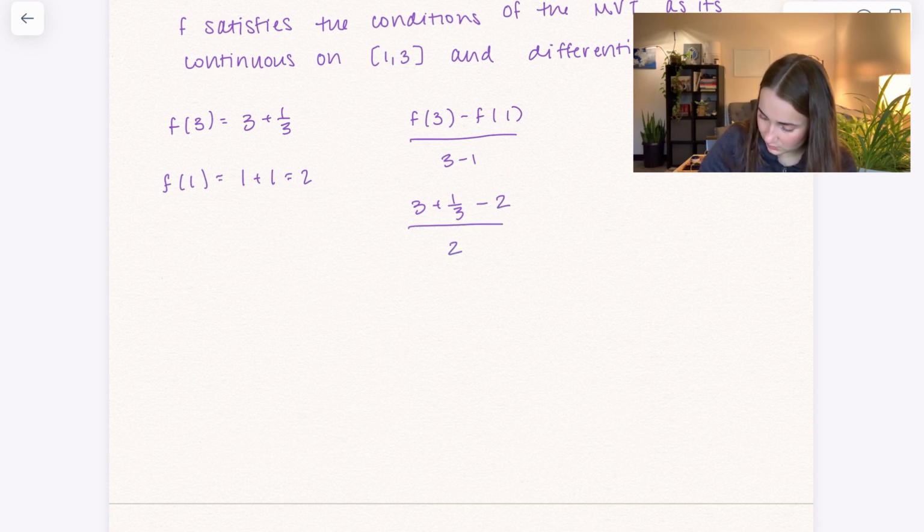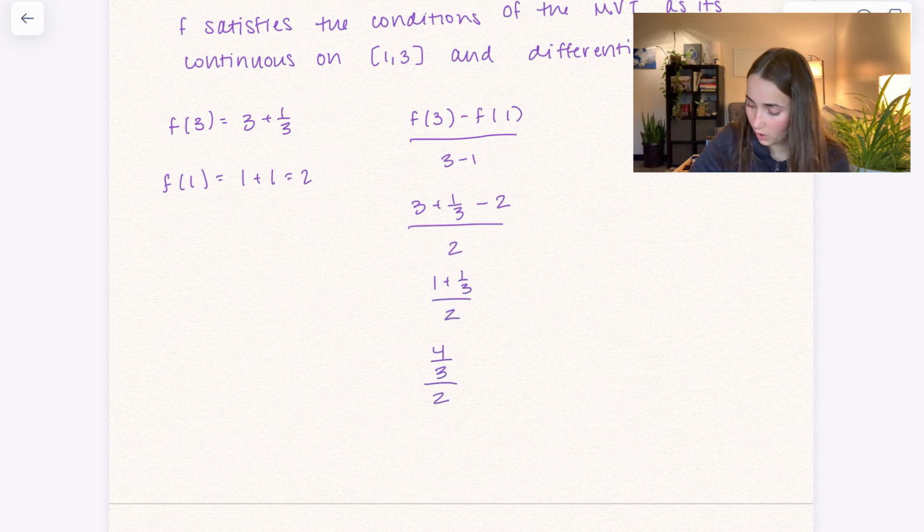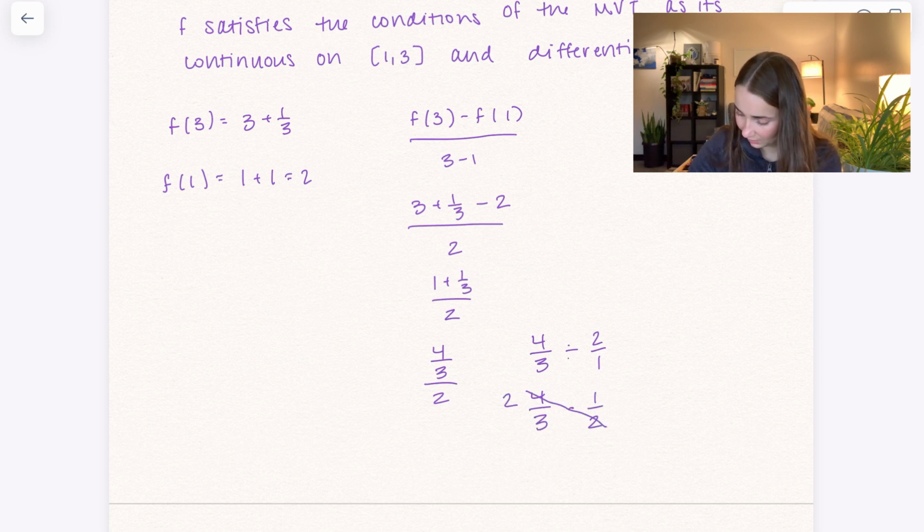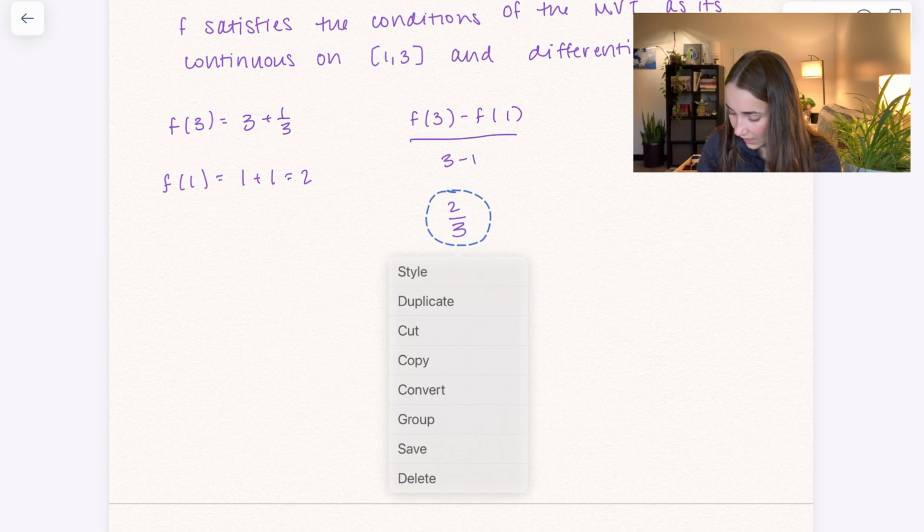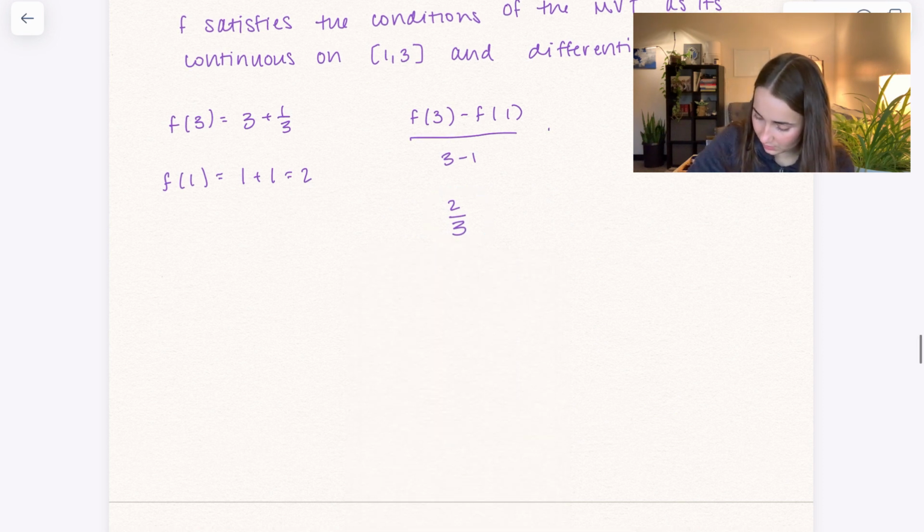We get 3 minus 2 is equal to 1 plus 1/3 divided by 2. That's equal to 4/3 divided by 2. And if you wanted to think about this, that's also just 4/3 divided by 2 over 1, which means we can flip it and multiply by the reciprocal. And we can see here these 2's cancel out, and we get 2/3. So I'm going to erase all of this so I have more room. Okay, and remember, this is equal to the first derivative.